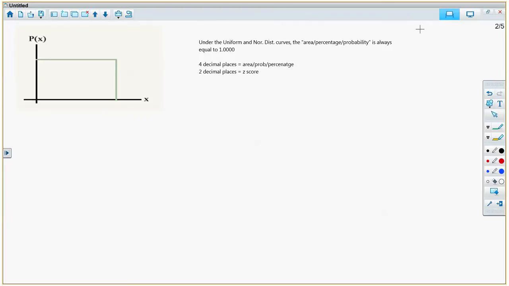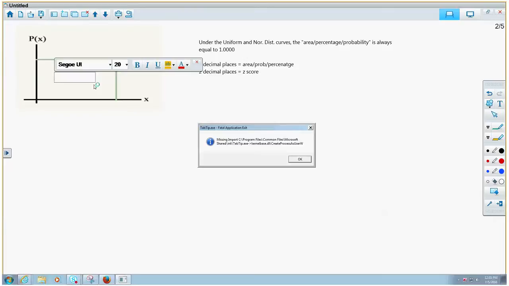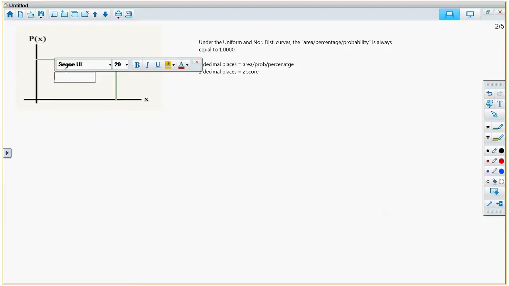If the question asks for a percentage, that's the area, that's the probability. If it asks for probability, that's the percentage or the area. If it asks for an area, that's the percentage or the probability. So whatever they ask for, you're looking for the same thing. Okay? Question on that? So, with that information, you can go to your handy-dandy text maker and put that the area under this uniform curve is 1.0000.